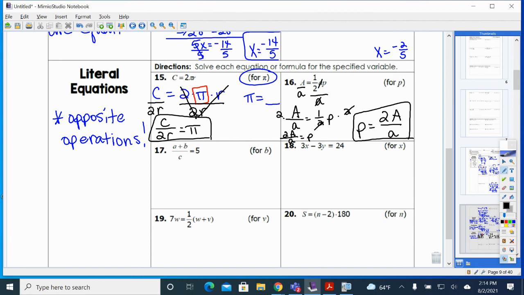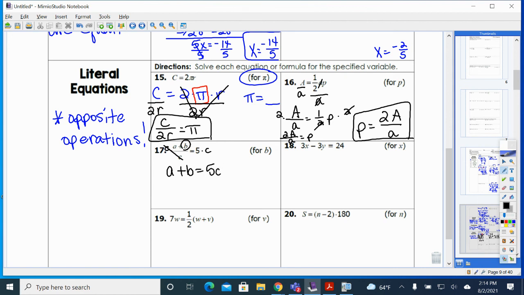Let's look at number 17. A plus B over C is equal to 5. This is very similar to some of the others that we've seen so far. We're trying to get B by itself, and you've got a big fraction. So we've got to get rid of the big fraction first. We're going to multiply both sides by C, so that fraction now goes away. I have A plus B is equal to 5C, and I'm trying to get the B by itself.